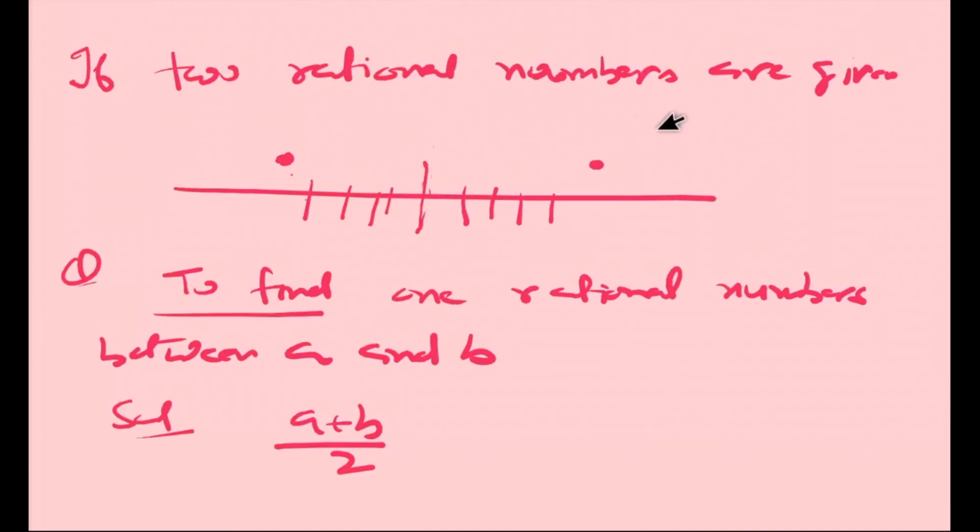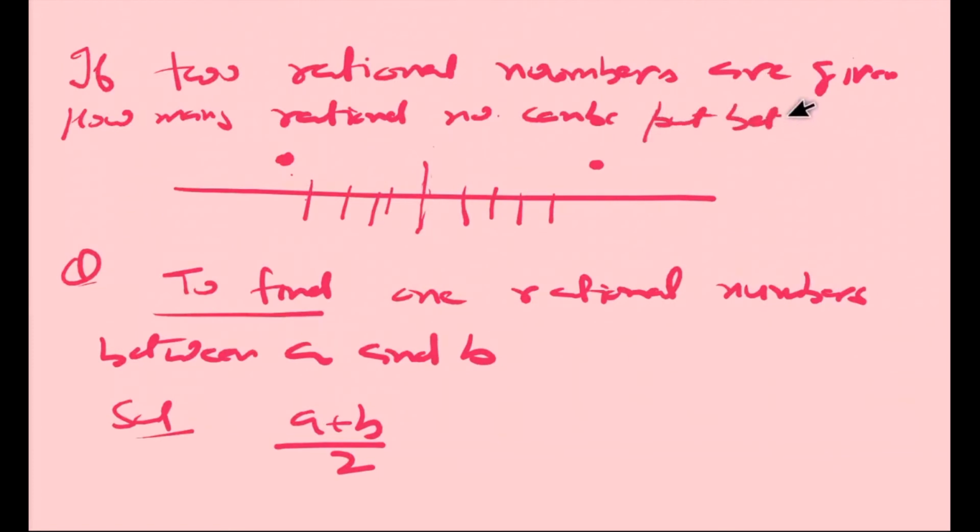Here we can see already how many rational numbers can be put between two rational numbers, that is your answer: infinite. If two rational numbers are given, how many rational numbers can be put between them? The answer is infinite.